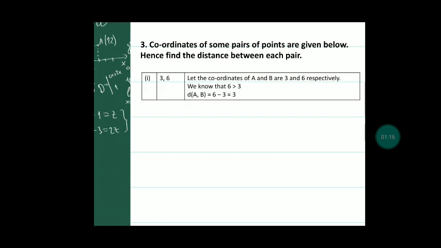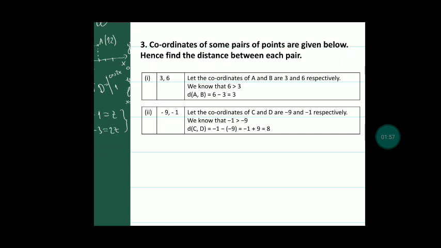First pair: 3, 6. Let the coordinates of A and B be 3 and 6 respectively. We know that 6 is greater than 3. Therefore, distance of AB is equal to 6 minus 3, equal to 3.